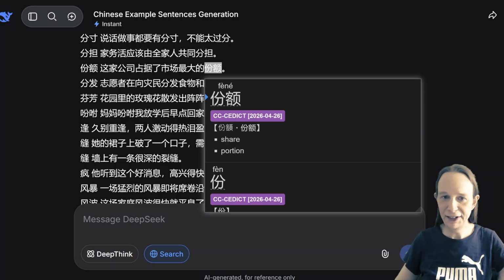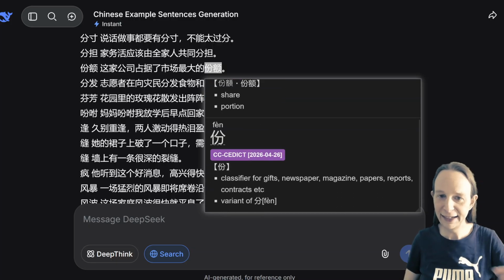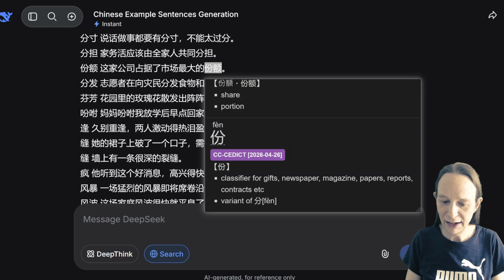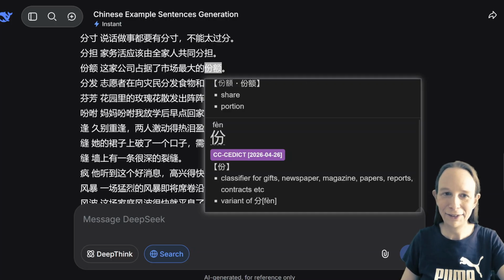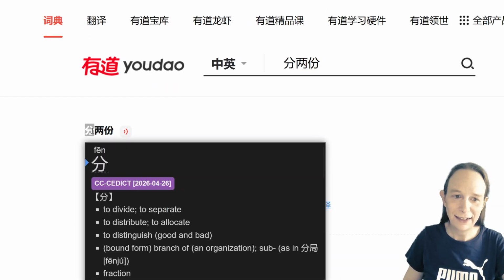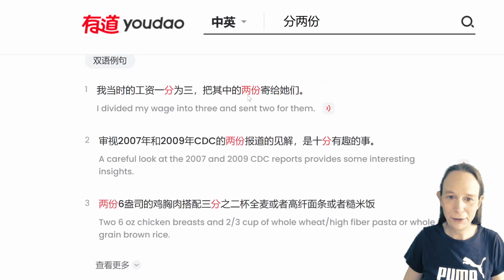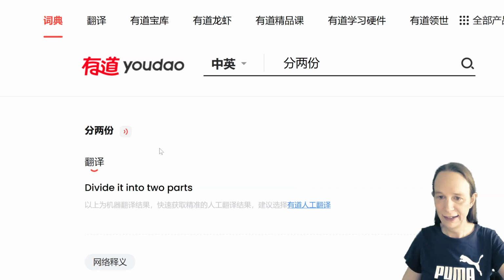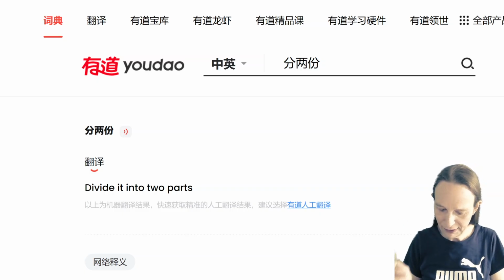Let's read the definition for 份, fourth tone in the dictionary. 整体里的一部分. Okay, 分量份. Did you get that? 分量份. So divide it into two portions or two parts. 两份. Alright. 分量份. Okay, so 份 will be that definition, I guess.